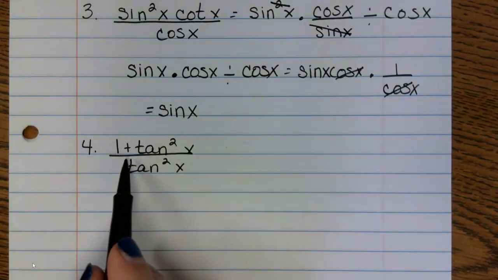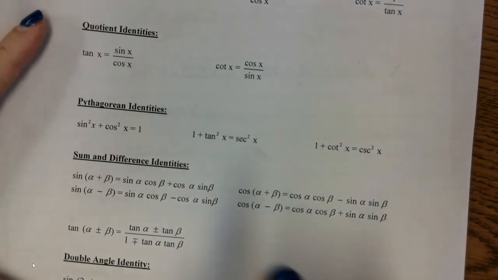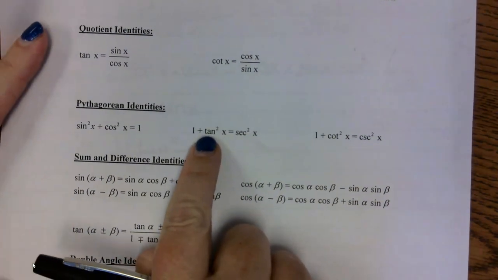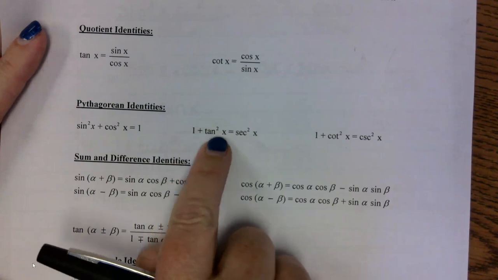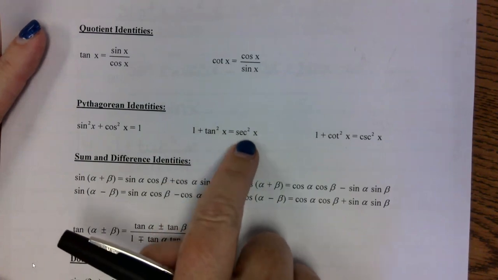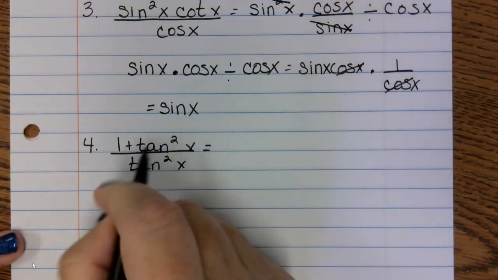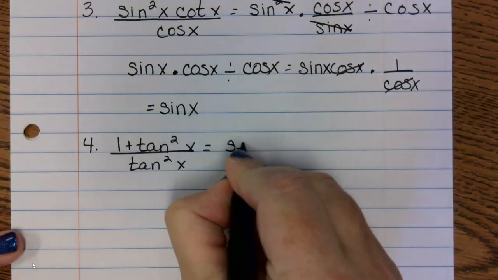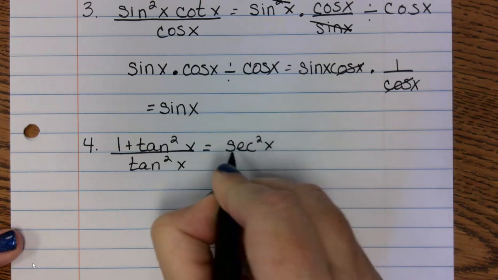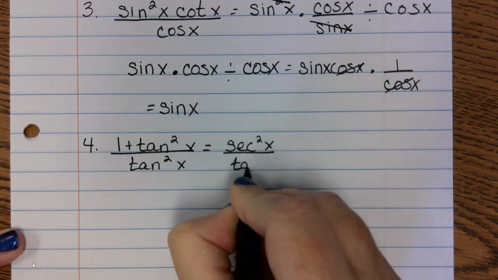But notice here, it's 1 plus tangent squared. And look right here in the Pythagorean identities. 1 plus tangent squared is equal to secant squared. Okay, so what I'm going to do is replace the top with secant squared. Divide by tangent squared.